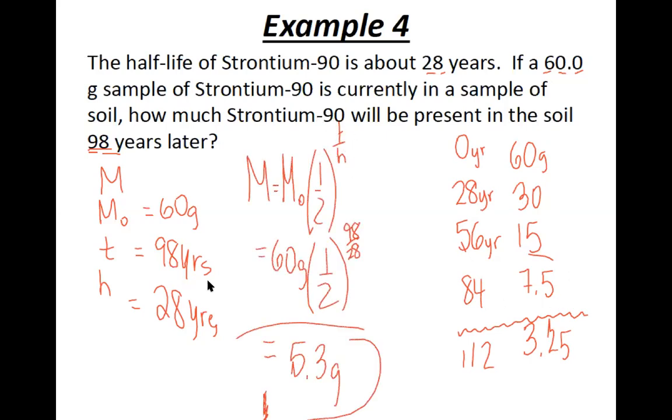And we want to know 98 years. So 84 is not long enough, but if we add another 28 years, 112 is too much. So we know our answer for M is going to be somewhere between 7.5 and 3.25. So this is kind of like getting a range answer, but we want to use the equation to get it exactly. Using the equation, notice the units will match: 98 years, 28 years, and 60 grams tells us that we'll get our answer in grams. So 5.3 grams is our final answer.